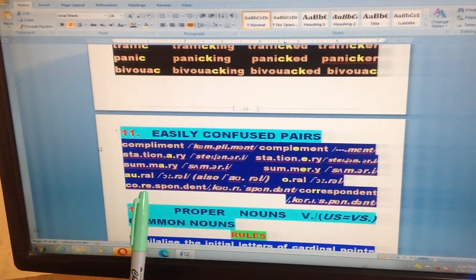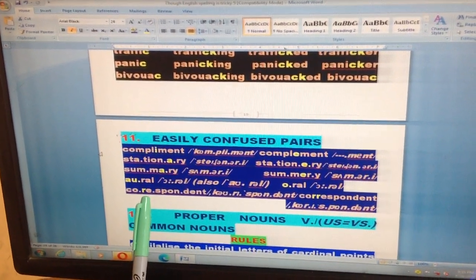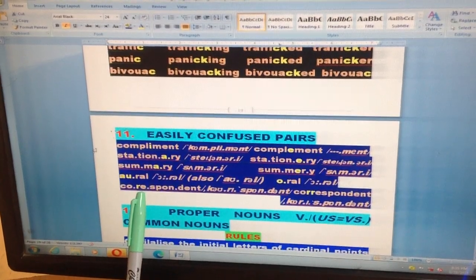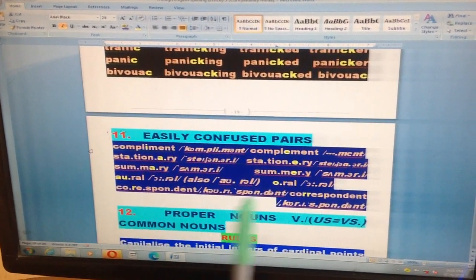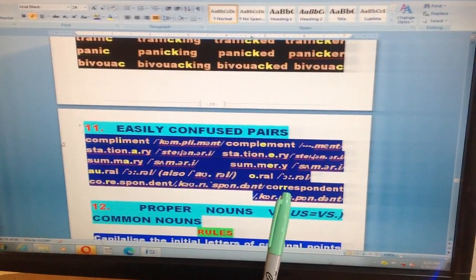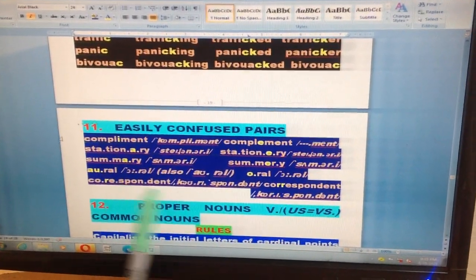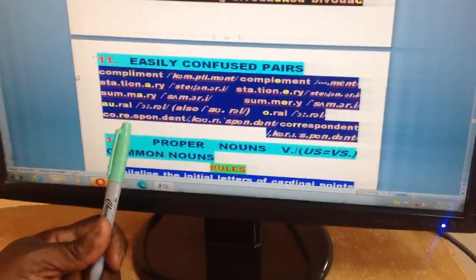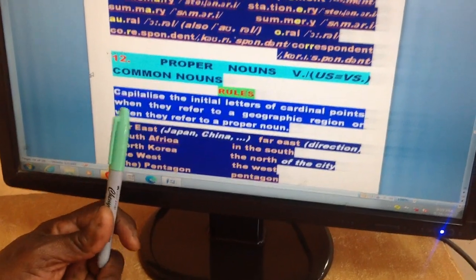Correspondent. It's one R. And this is the partner in the crime we call adultery. All right? This one is a journalist, double R. Correspondent is a journalist. This one is the partner with whom you committed adultery.